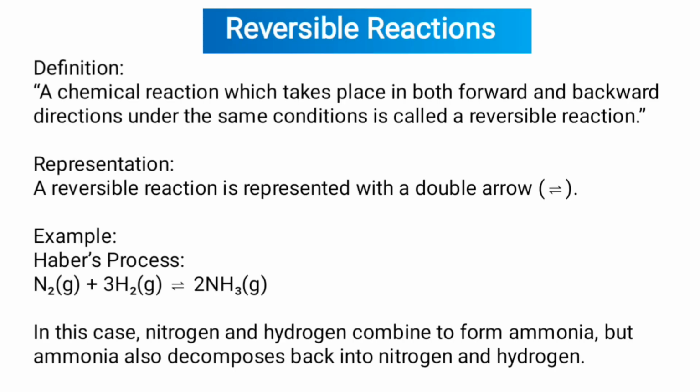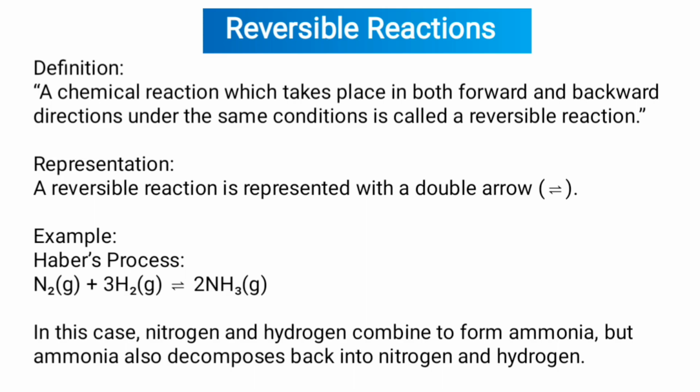Now, definition of reversible reactions. Definition: a chemical reaction which takes place in both forward and backward directions under the same conditions is called a reversible reaction. Representation: a reversible reaction is represented with a double arrow.